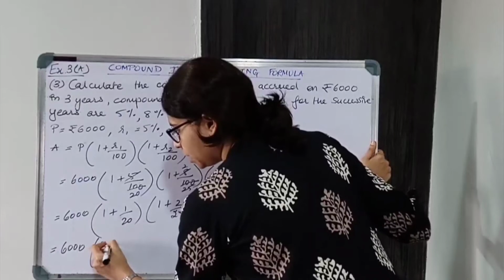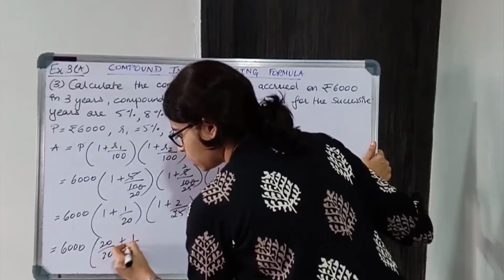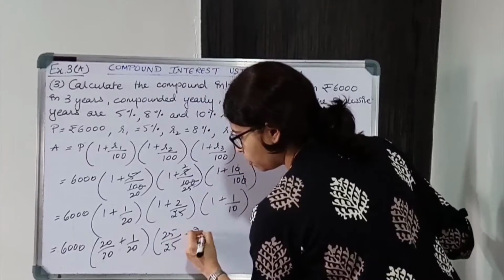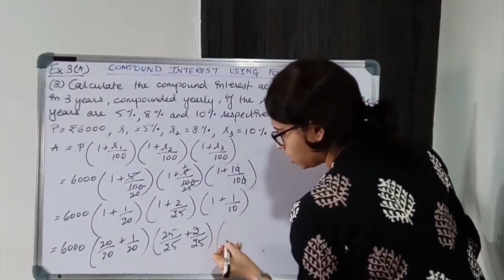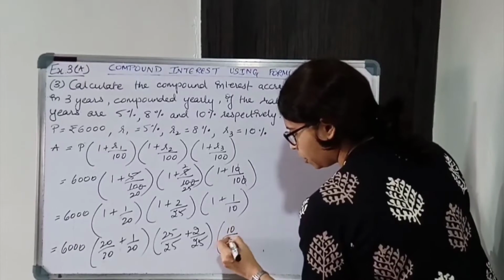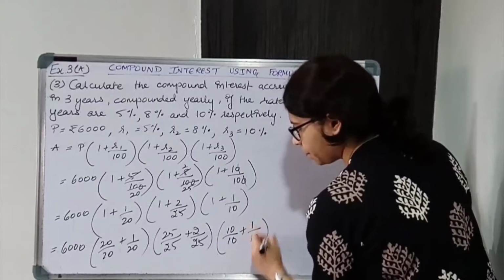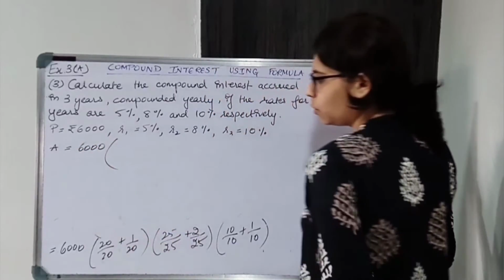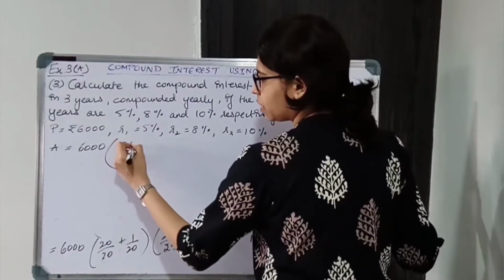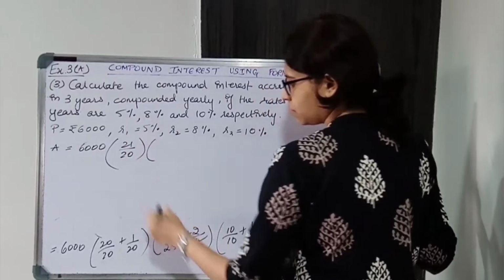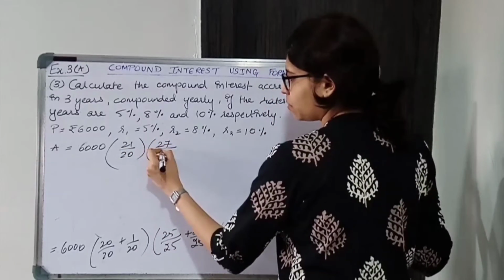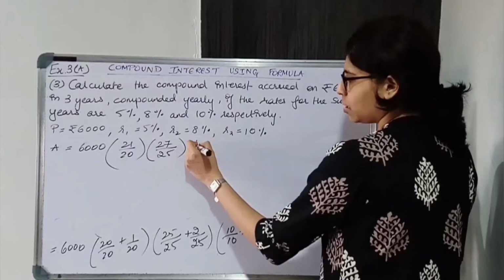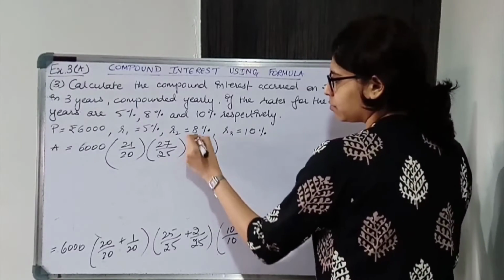Here we'll get 20 upon 20 plus 1 upon 20. Here 25 upon 25 plus 2 upon 25. And here 10 upon 10 plus 1 upon 10. Okay. Now 20 plus 1, 21 upon 20. 25 plus 2, 27 upon 25. And 10 plus 1, 11 upon 10. Okay.